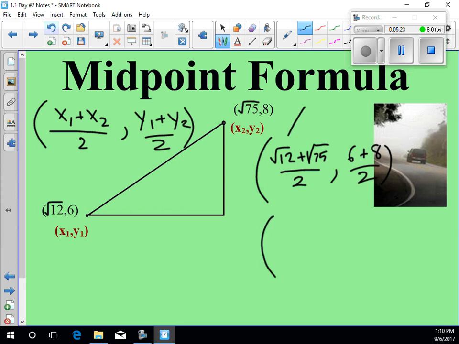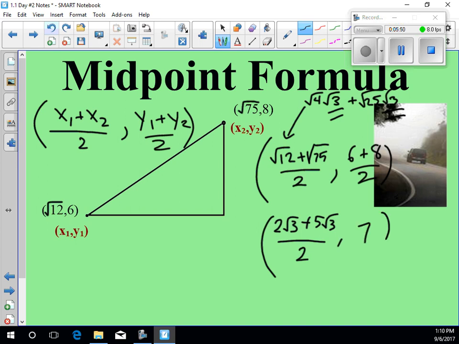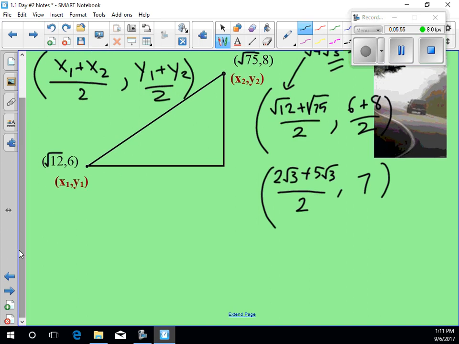So what perfect square goes into 12? 4. How many times? 3 times. How about 75? 25. How many times? 3 times. I like that. Farmersonly.com says they got something in common. So I have now 2 root 3 plus 5 root 3 divided by 2. And over here, I'm going to have 14 divided by 2, which is 7. We can go further. Not much further. 2 and 5 is 7.